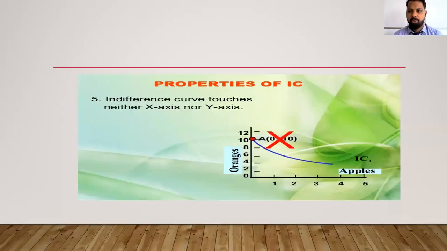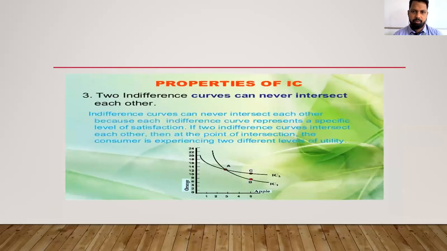So these are the properties of the indifference curve. One, it is negatively sloped. It is convex to the origin. Two curves never intersect each other. A higher indifference curve always shows a higher level of satisfaction, and a lower indifference curve shows a lower level of satisfaction. It never touches either of the axes, it never touches the X axis, and it never touches the Y axis.